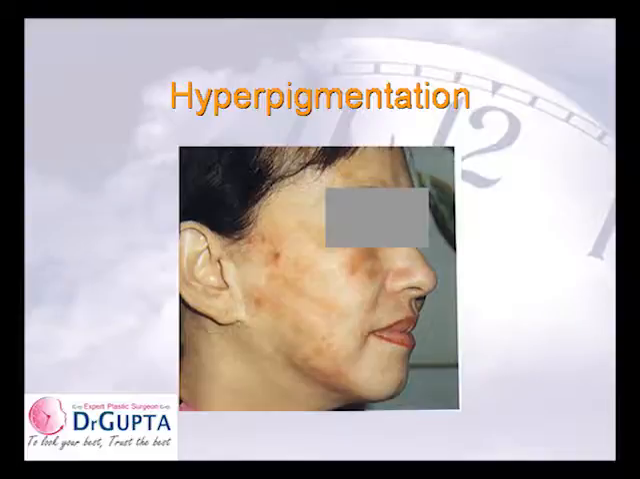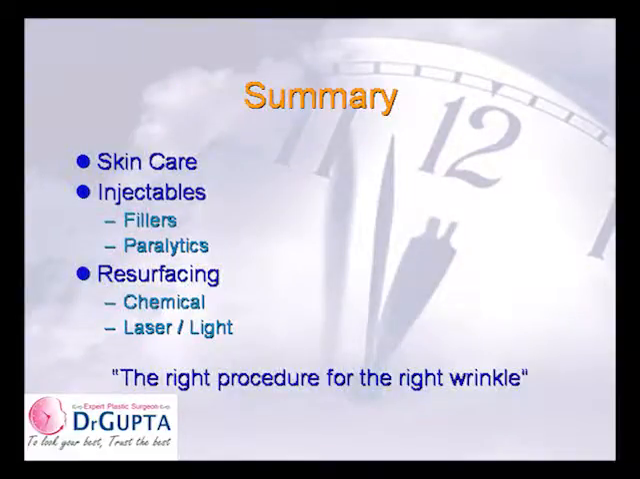So to summarize, we start with skincare when we want to talk about minimally invasive options. We move on to injectables, which can either be used to restore volume in the form of fillers and fat grafting. We can paralyze the muscles that are causing dynamic wrinkles with Botox or Dysport, and then we can resurface the fine lines and pigmentary changes that occur in the face with either chemical peels or lasers and lights, with the bottom line being picking the right procedure for the right wrinkle.